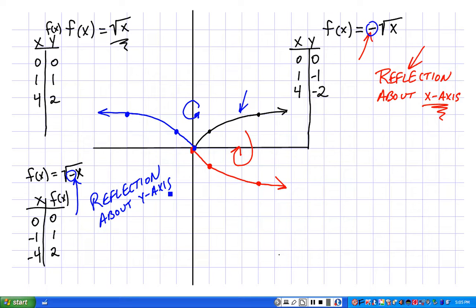So, when the negative is inside the function, your parent function basically just spins around the y-axis. If your negative is outside of the function, then your parent graph spins around the x-axis. Okay? So there's reflection.